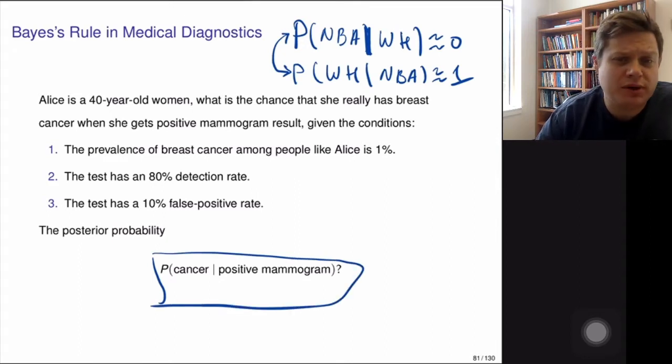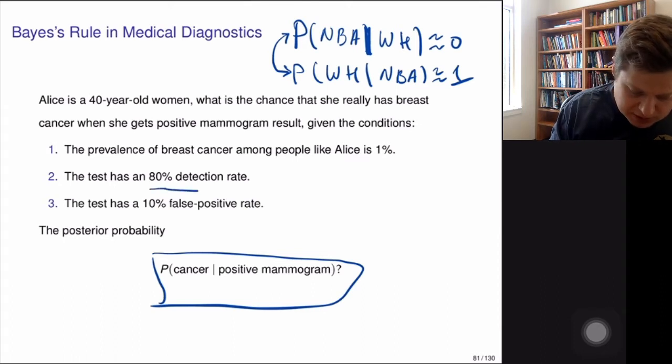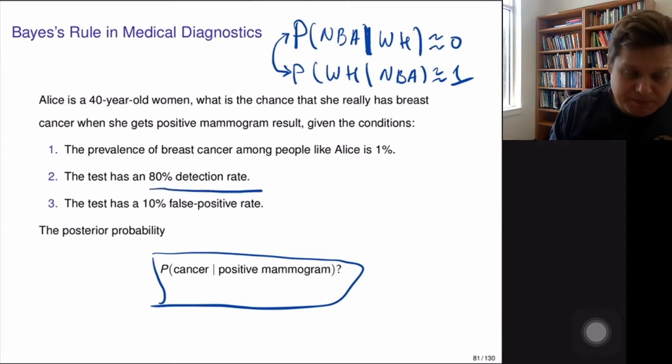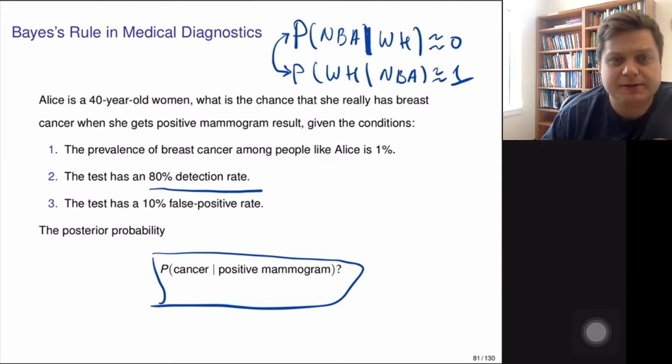Now, here's what we know about mammograms. We know that mammograms are 80% accurate, meaning that if you do have cancer, the mammogram will in fact detect it. And also, it has a 10% false positive rate, meaning that if you do not have cancer, in 10% of the cases, the mammogram will be positive.